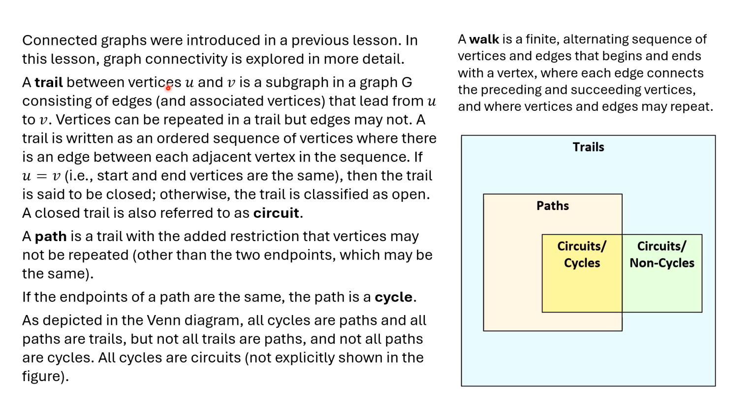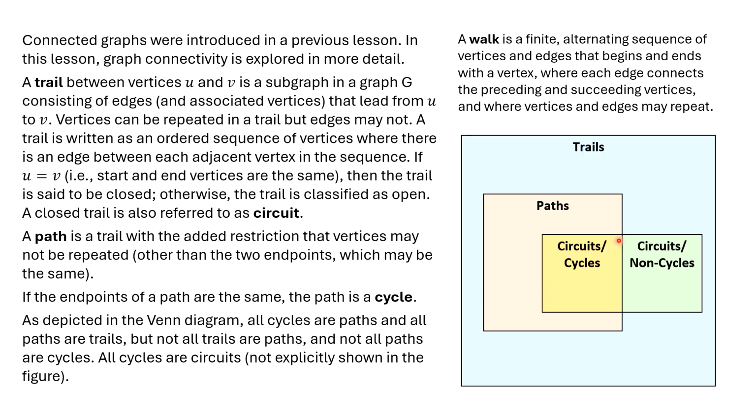A trail between vertices U and V is a subgraph of a graph G consisting of edges and associated vertices that lead from U to V. Vertices can be repeated in a trail, but edges may not. A trail is written as an ordered sequence of vertices where there is an edge between each adjacent vertex in the sequence. If U equals V, in other words, if the start and end vertices are the same, then the trail is said to be closed. Otherwise, the trail is classified as open. A closed trail is also referred to as a circuit.